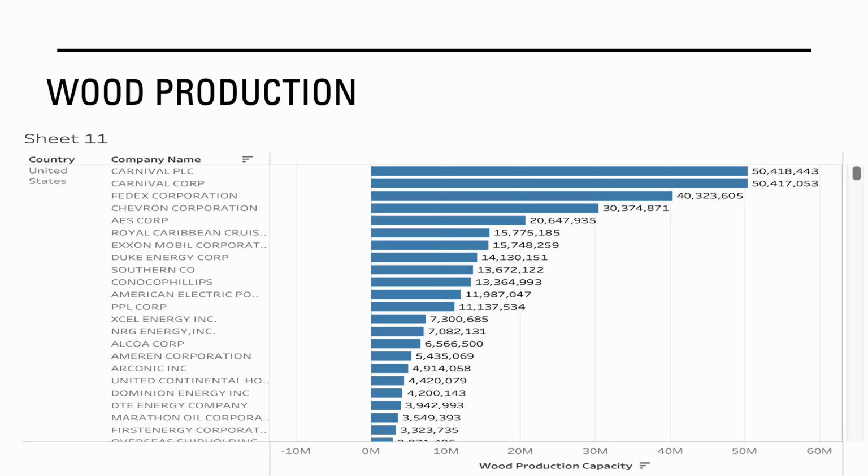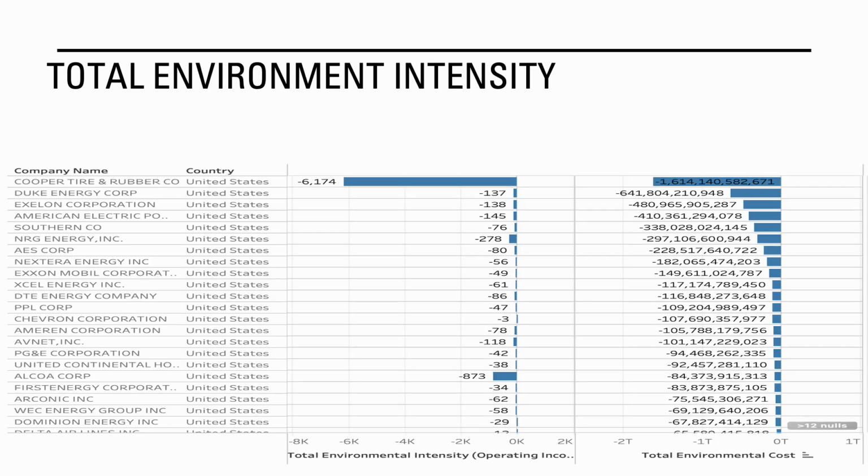Wood production is represented in this data for each business that is represented in the United States. Wood production capacity represents the climate change, air pollution, and land use. Total environment intensity is represented in this bar graph, and also the total environmental cost is represented in this data for the businesses in the United States.